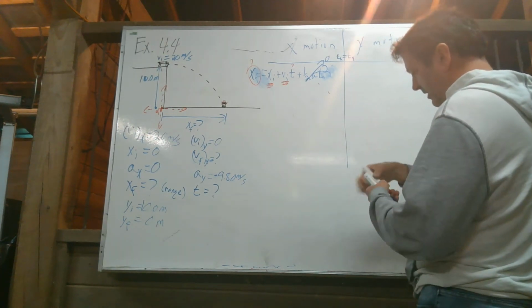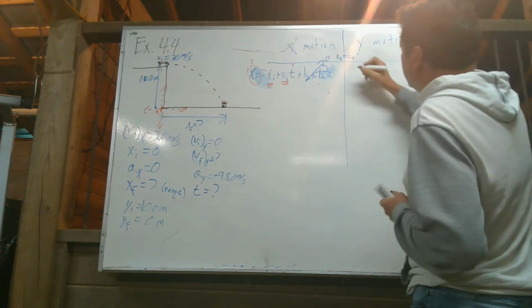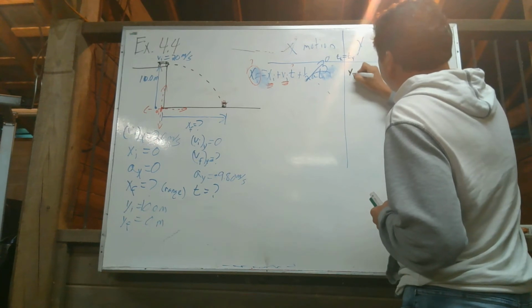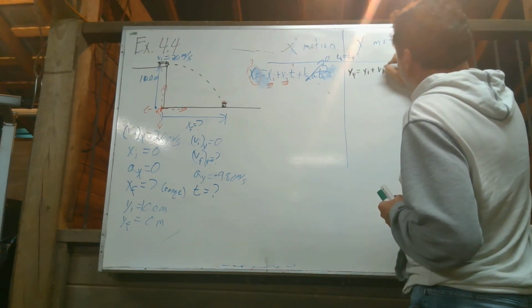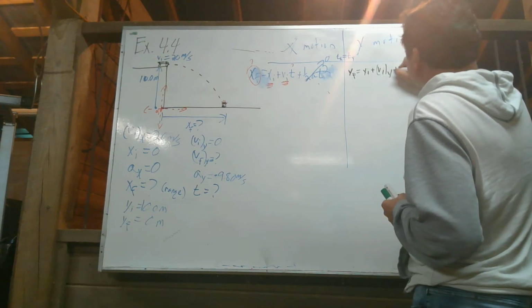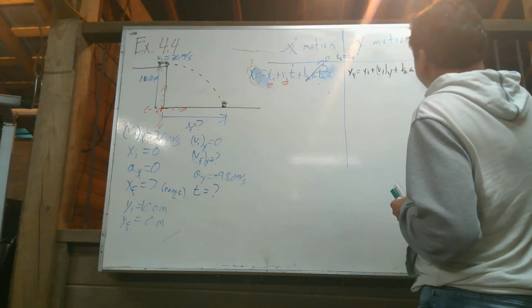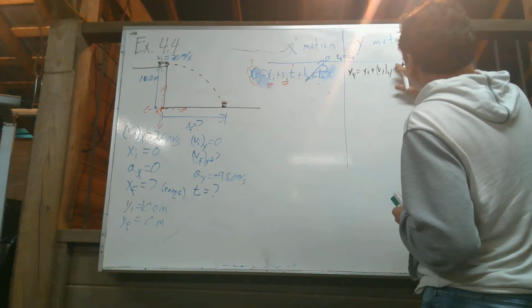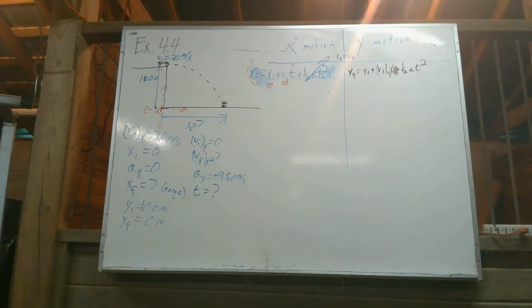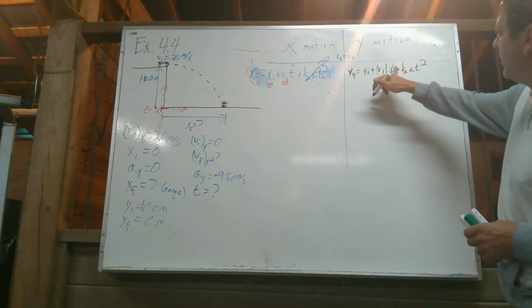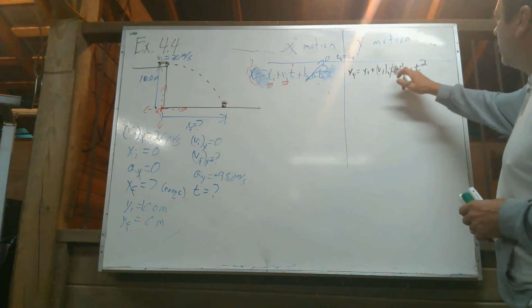So I'm going to put this in black. So y final equals y initial plus initial velocity in y times the time plus 1/2 a t squared.